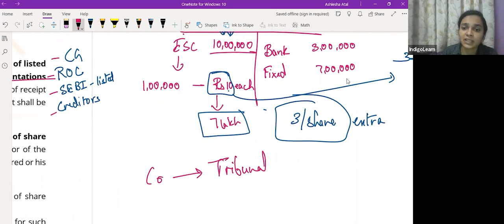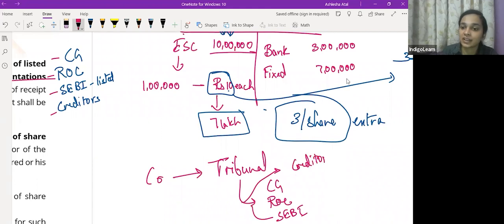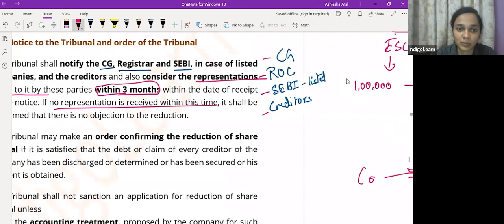After the application comes to the tribunal, the tribunal sends notices to different authorities and invites representations from them. These authorities have 3 months to send their representations if they have any objections. However, if these parties do not send the representations within 3 months, then the tribunal will assume that these parties do not have any objection.